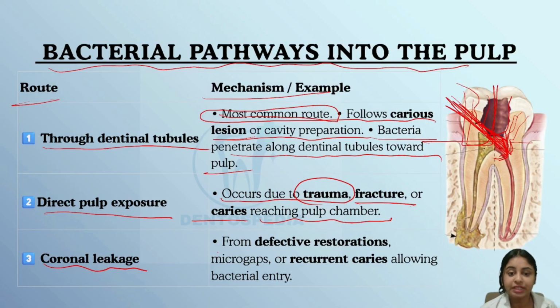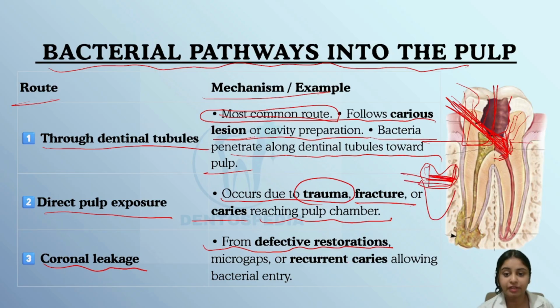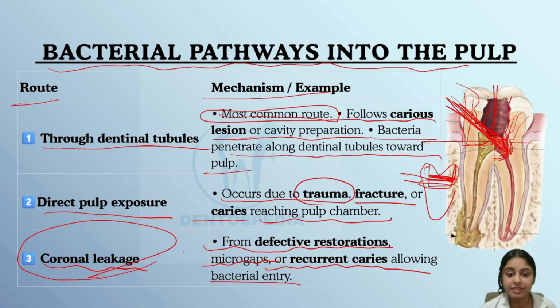Third is coronal leakage. Coronal leakage may happen from any defective restoration. If the tooth is not properly restored and leakage is left, it may cause bacterial invasion into the pulp, or through any micro gaps or recurrent caries allowing bacterial entry. So through any coronal leakage, the bacteria may enter into the pulp.